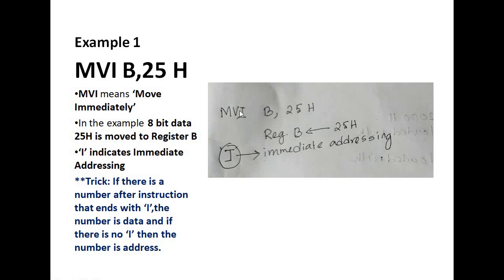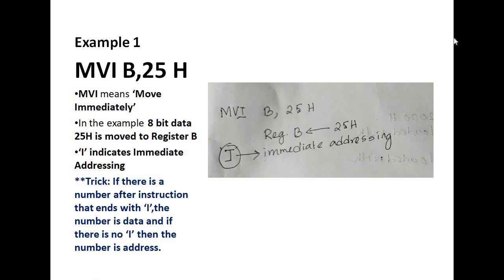Clear? So this number is data. If there is no I in the instruction, then the number given in the instruction is an address. If there is I, the number is data. If there is no I, the number is an address. So this is the trick, and it applies to all the instructions in 8085.